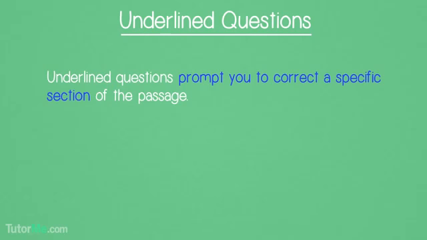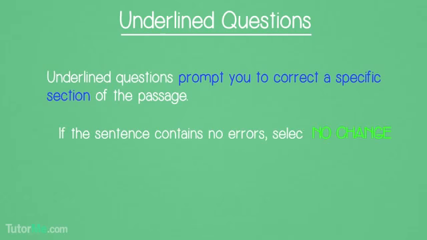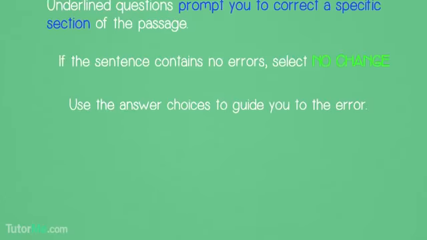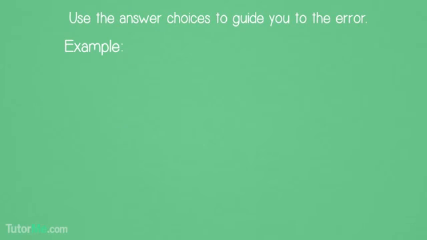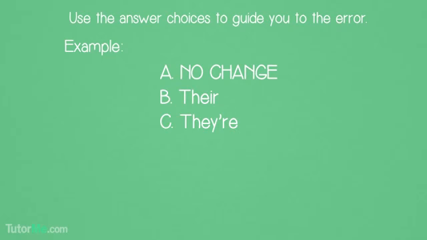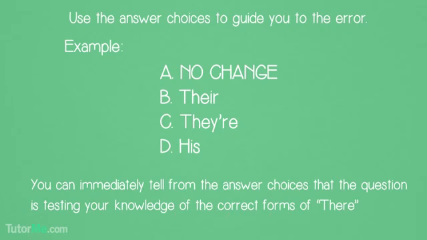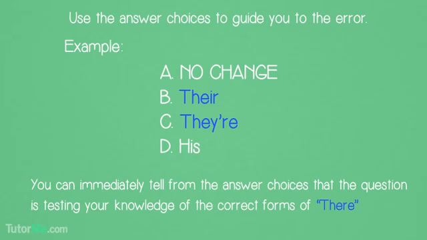The first answer choice on every underlined question will be no change. If the underlined portion contains no errors, then no change is the answer. The most important strategy on the English test is to use the answer choices to guide you to the error. If you can't recognize a mistake immediately, or don't know how to proceed on a certain question, take a look at the answer choices and you'll have an idea of what the question is tackling. For example, if the answer choices to a question are A, no change, B, there, C, their, D, his, you can immediately tell from the answer choices that the question is testing your knowledge of the correct form of there.